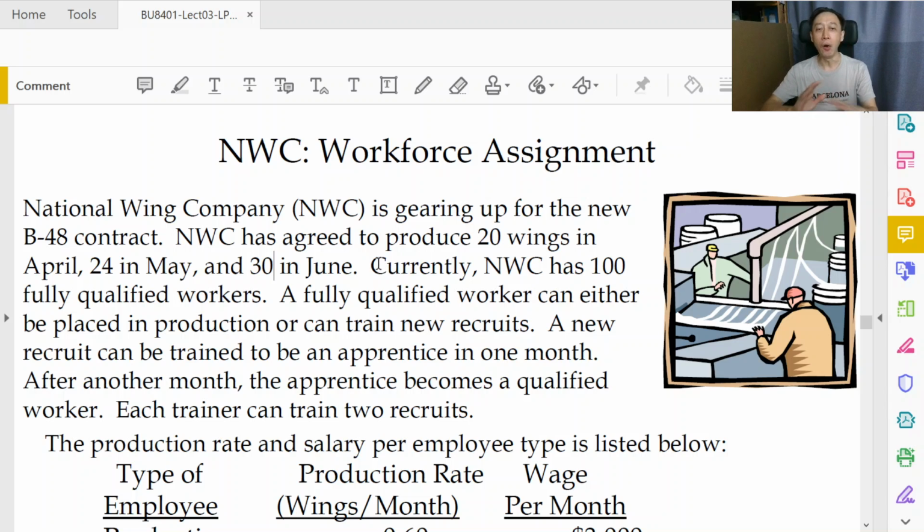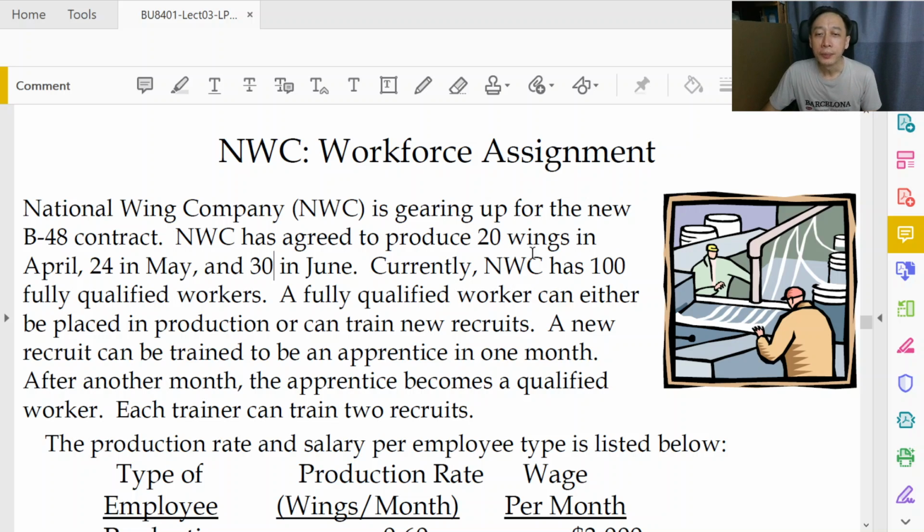If that is all, then basically it's quite easy, right? Just make to order. If you have 20 to deliver this month and you don't have extra location to store the wings, just make to order. So this month produce 20, the next month produce 24, and the third month produce 30. Finish. There's no way to optimize. But let's see what happens.